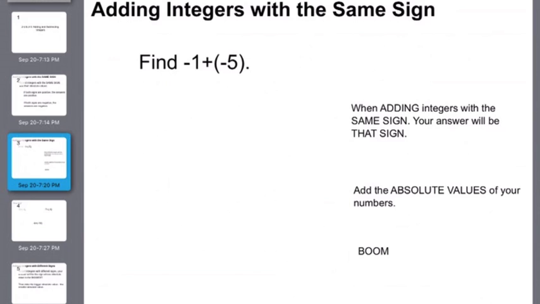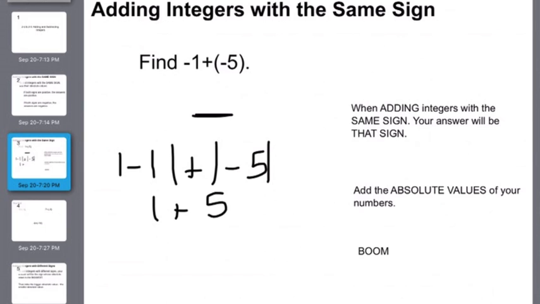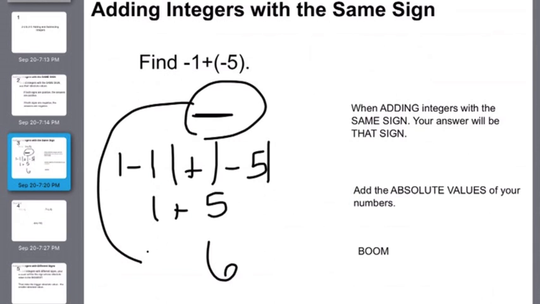So here in this case, we want to find -1 plus -5. Our answer will be the sign of whatever our integers are, so our answer is going to be a negative. We want to add our absolute values. The absolute value of -1 plus the absolute value of -5 gets us 1 plus 5, so we end up with 6. Then we need to go back and make sure our sign is added on to our answer. So -1 plus -5 gets us -6.